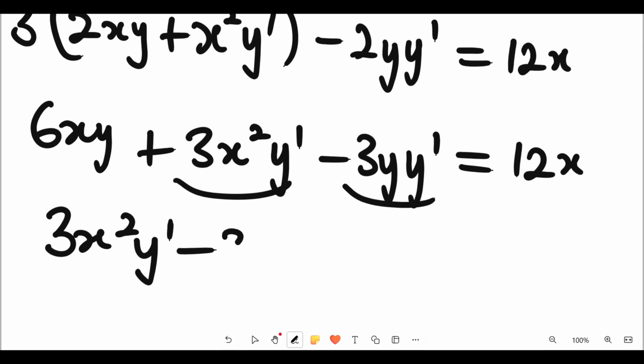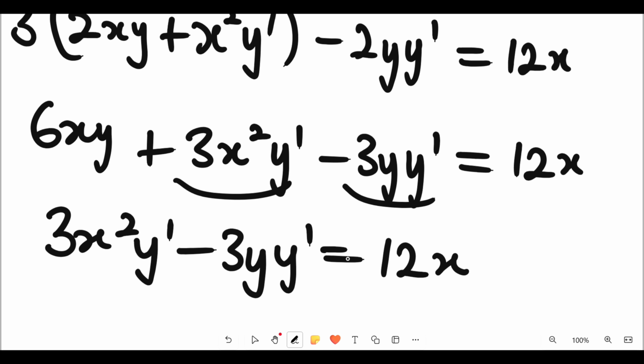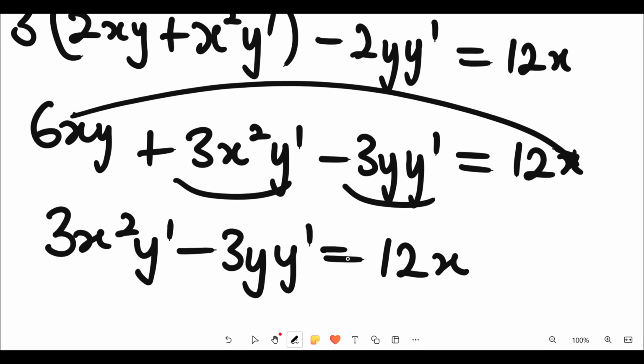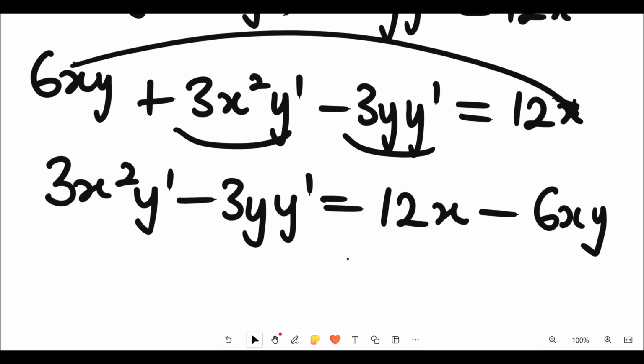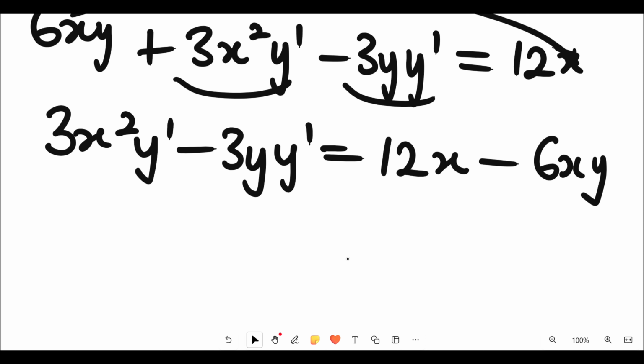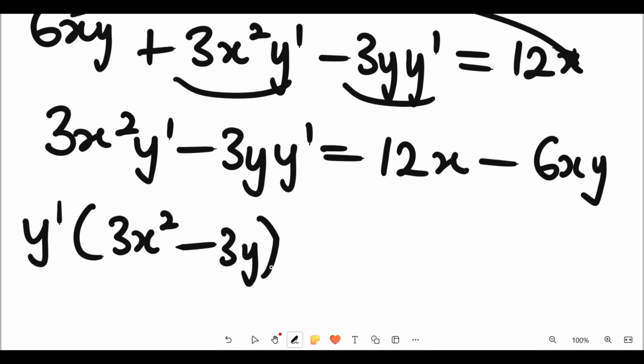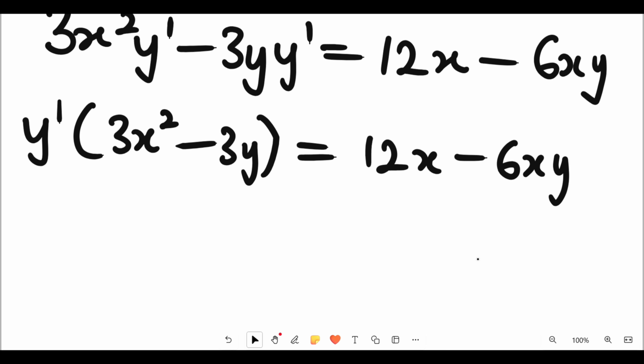So you have 3x squared multiplying y prime minus 3y multiplying y prime will be equal to 12x here. Then you transpose this one to the right hand side, so you are going to get it as minus 6xy. So we need to factorize y prime out, since that is common to the two terms. We have y prime times 3x squared minus 3y, all equal to 12x minus 6xy.